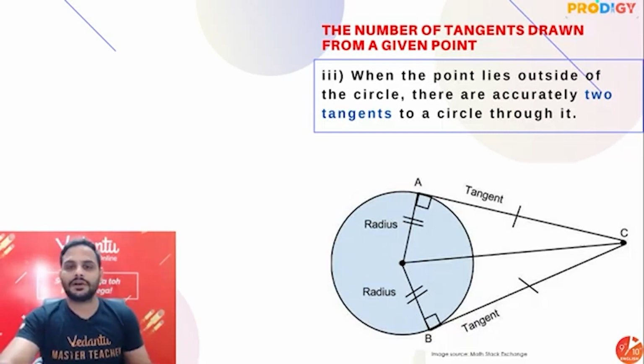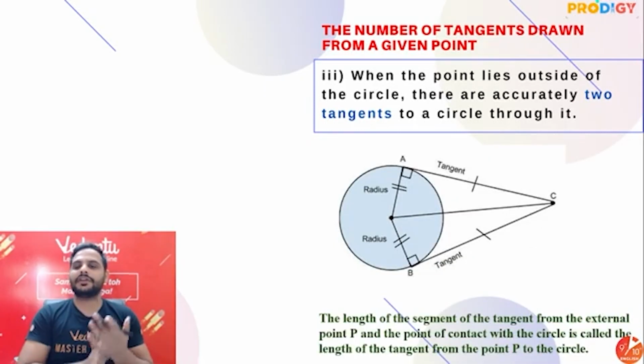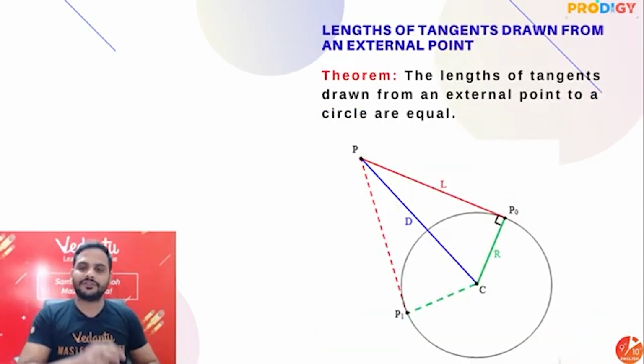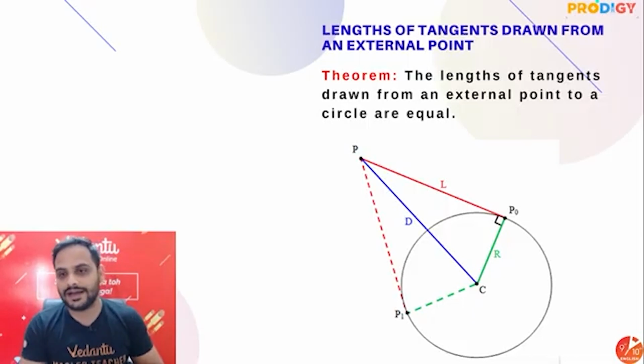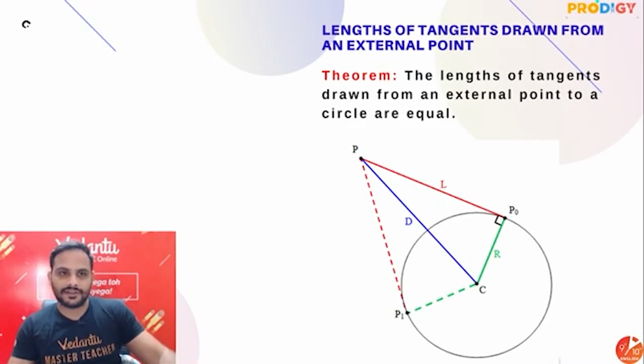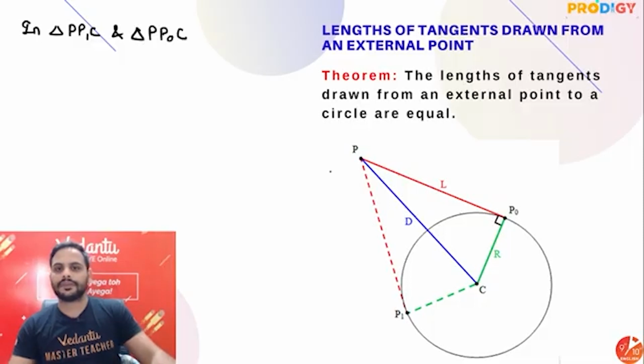Now with these two tangents we have a very important theorem. The theorem says that the lengths of tangents from an external point are equal. Let's say we want to prove that PQ is equal to PR. In triangle PRC and triangle PQC, the proof is very easy. First thing, we know the radius at the point of contact is perpendicular to the tangent.